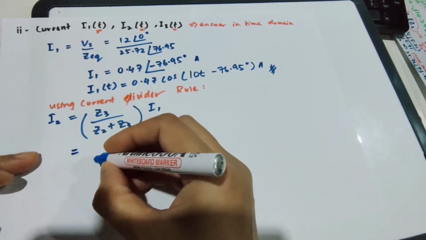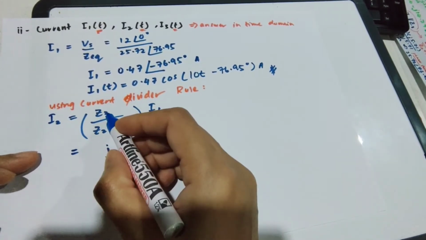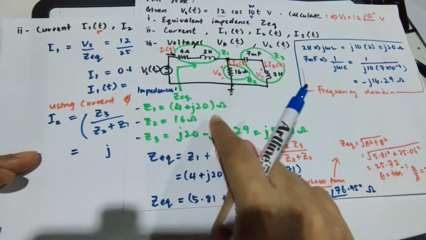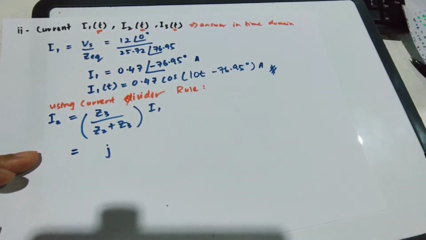So we substitute, right? We fill up the formula using Z1, Z2, Z3, the values that we obtained just now.